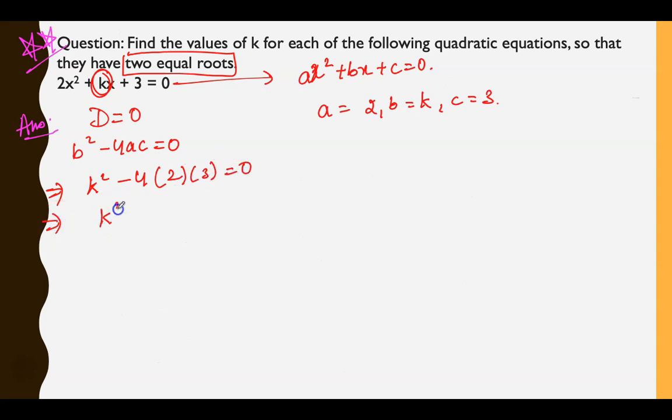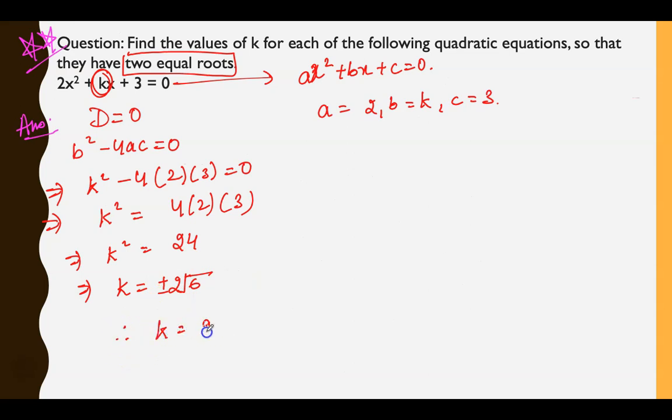So this implies k square is equal to, just bring all this over that side, 4 into 2 into 3. So now k square is equal to 4 into 2 is 8, and 8 into 3 is 24. Now इसको simplify कर देते हैं. So k is equal to plus minus 2 root 6, and that is your answer. Therefore I can write that my k is equal to 2 root 6 and minus 2 root 6.